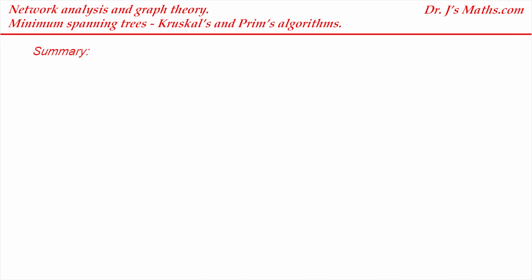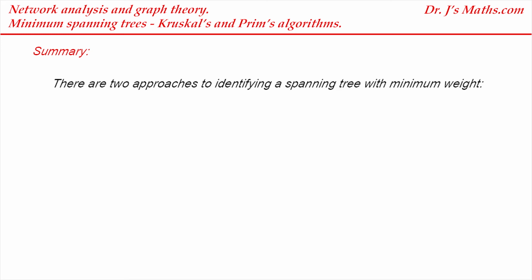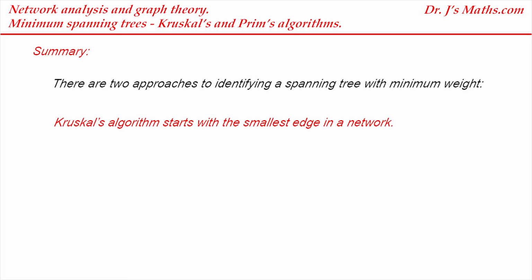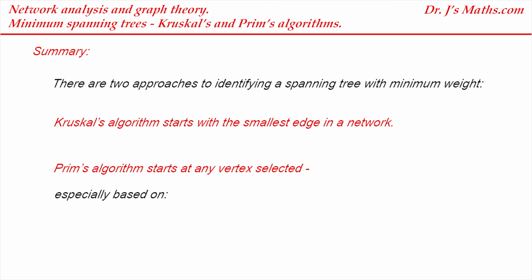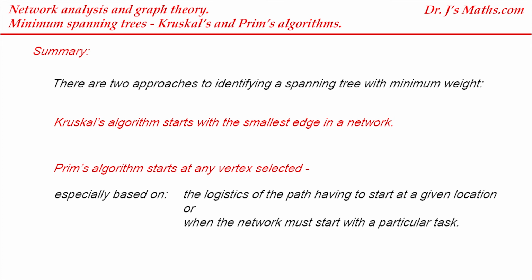So in summary, there are 2 approaches to identifying a spanning tree with minimum weight. One is Kruskal's algorithm, and it starts with the smallest edge in a network. The other is Prim's algorithm, and it starts at any vertex which is selected. And the selection is especially based on the logistics of the path having to start at a given location, or when a network must start with a particular task. So there's our approach to identifying minimum spanning trees.